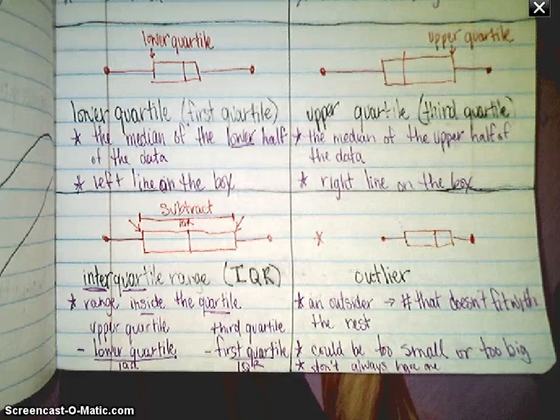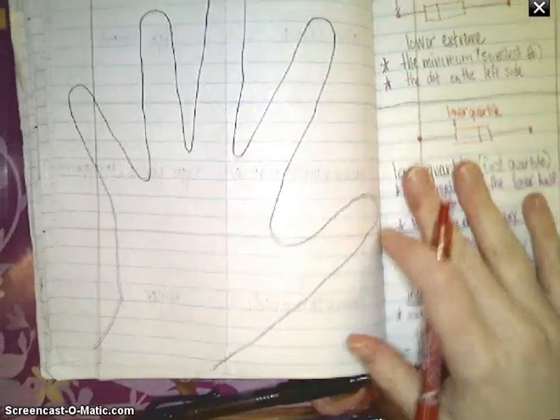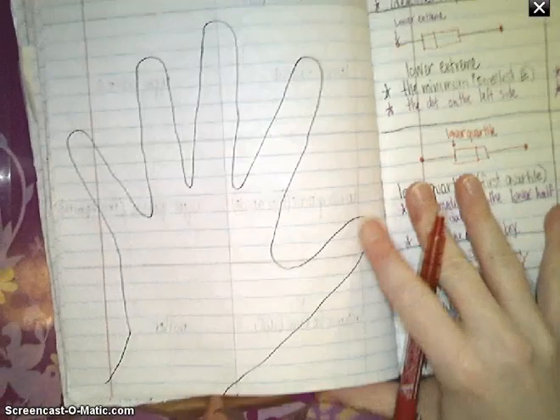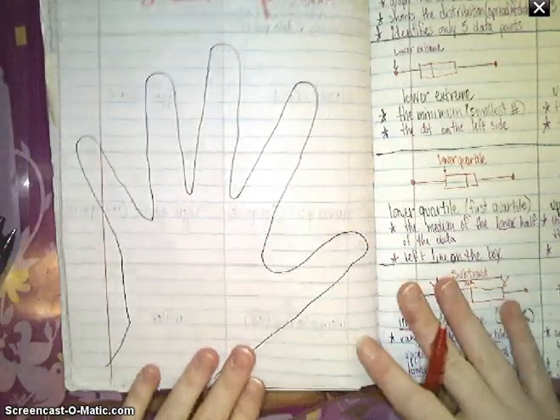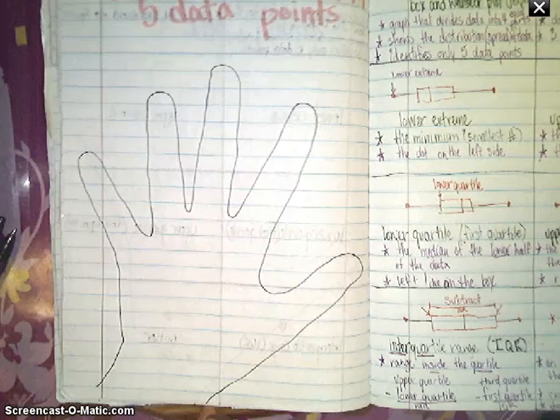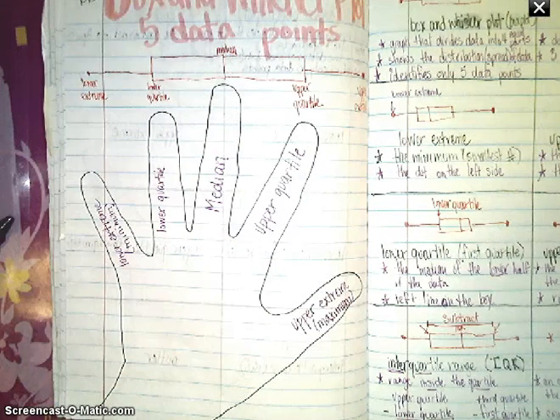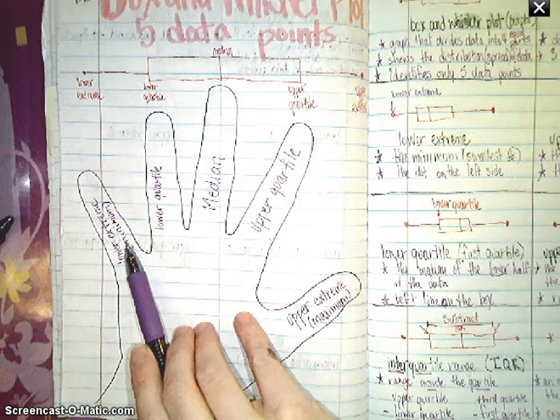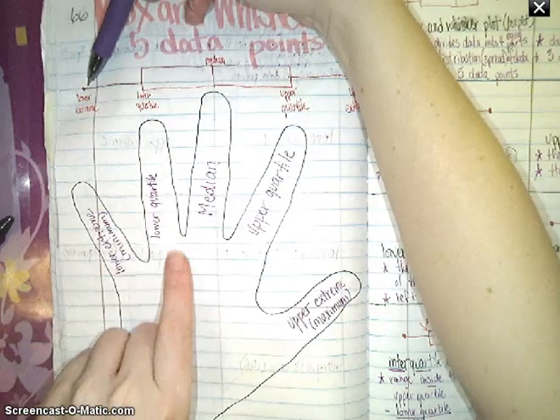Lots of new vocabulary words. So let's go look over here at the left side and see what's supposed to go over here. So this is going to help us remember our vocabulary. So we've got 5 data points, so we're going to put our 5 data points on our left hand here.